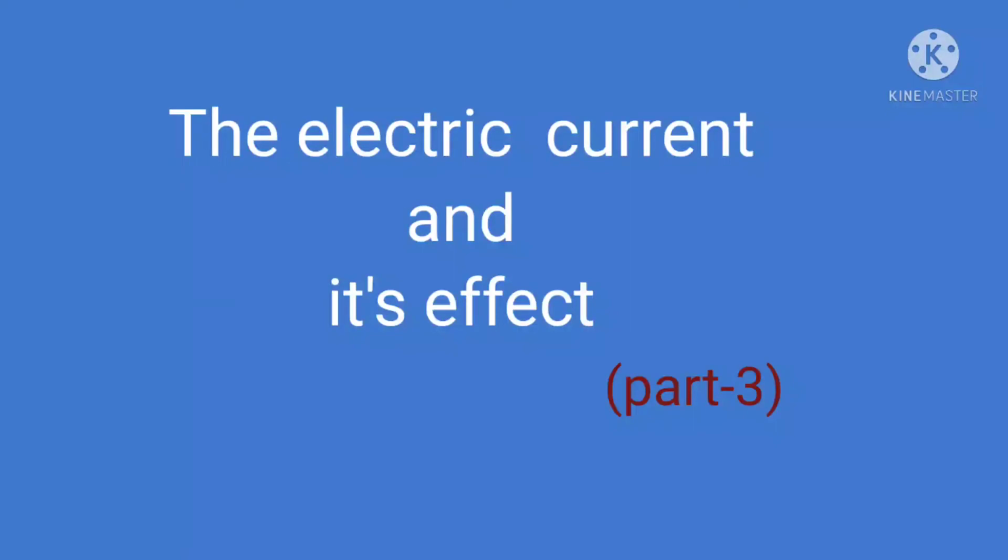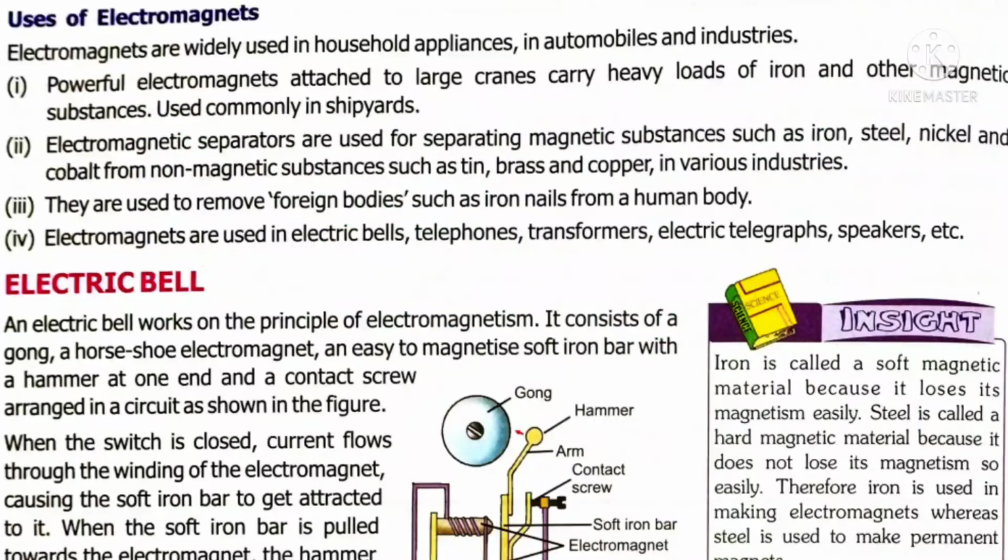Let's move on to the last part of electric current and its effects, on pages 194 and 195. We have been discussing electromagnetism. What is an electromagnet? It is not a natural magnet. It is a temporary artificial magnet. When electricity is passed through a wire wound around iron, it gets magnetized. This magnetism is called electromagnetism, which is temporary magnetism. When the power is cut, it loses its magnetism.